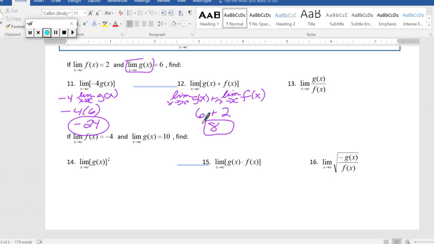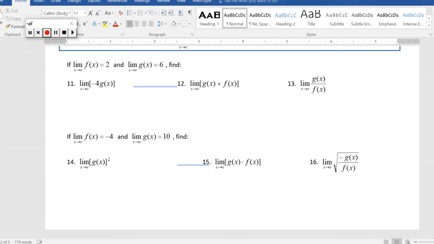Same thing for a division. We could separate it into two separate limits at first, and then we can do the substitution. And again, we said g of x is 6. The limit of f of x we said is 2. And that would get us a total value of 3.